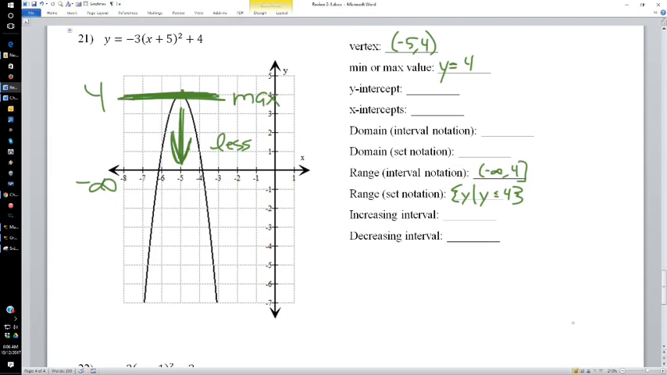Okay. Let's erase this. Come on. There we go.